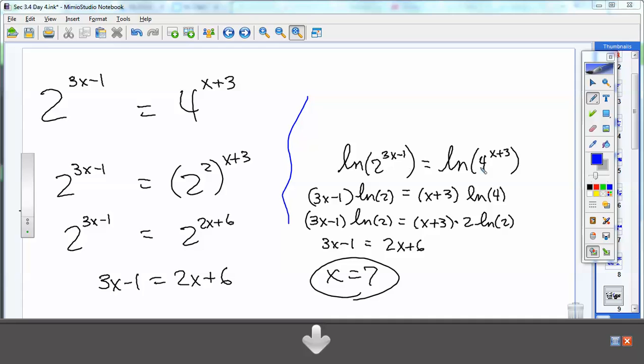Because you got 2 different bases, so which one do you choose? I just do ln. Now, what's the nice thing about doing an ln when you have a power like this? Bring it down front, right? That's the whole point of doing the ln of both sides. Bring the 3x minus 1 down, bring the x plus 3 down. Now it gets a little bit messy here. This is where this one runs into a little bit of difficulty.